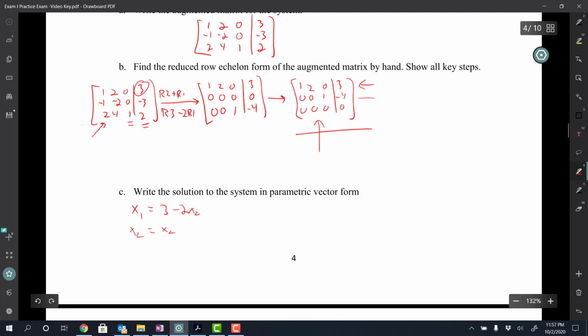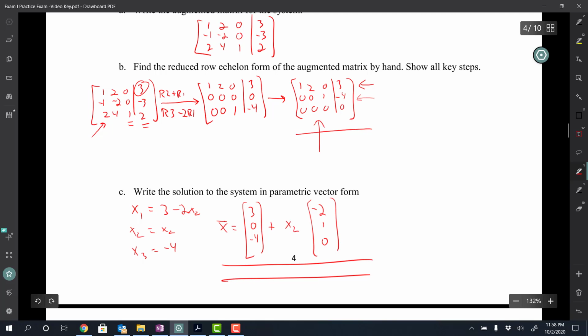And the second row gives me the equation x3 is equal to -4. Writing my solution in parametric vector form, I basically have 2 vectors. I have a vector of constants, 3, 0, -4, plus a vector of x2 stuff, which will be -2, 1, and 0. That should be my solution in parametric vector form.